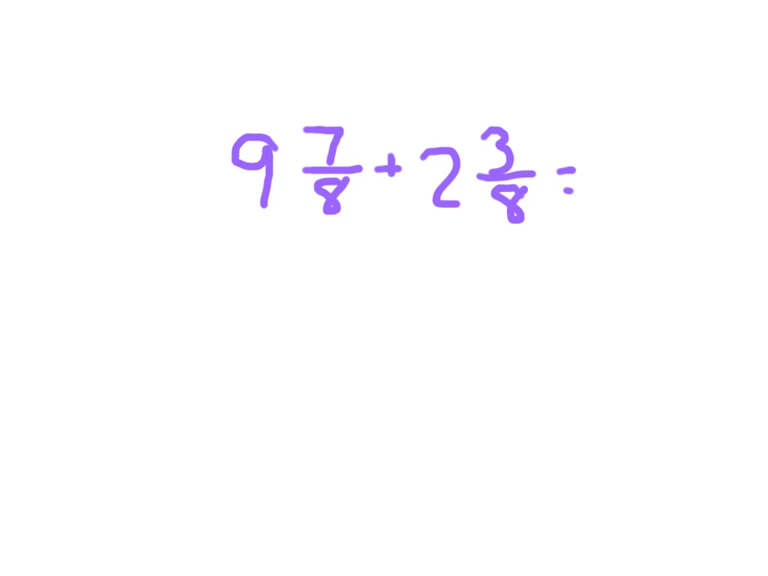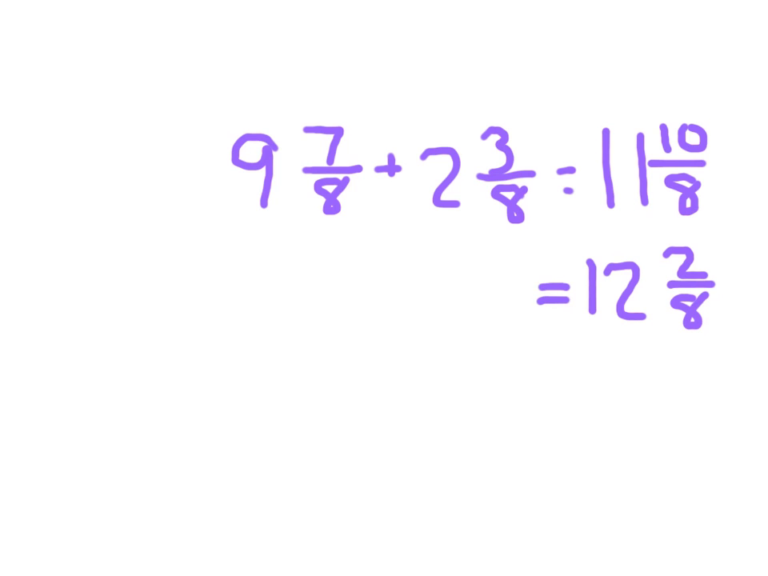Here we have 9 and 7/8 plus 2 and 3/8. 9 plus 2 is 11, keep the denominator the same, and 7 plus 3 is 10. 10/8 can be simplified down to 1 and 2/8. Putting that together with 11, you get 12 and 2/8. Divide by 2 in the numerator and denominator. That simplifies to 12 and 1/4.